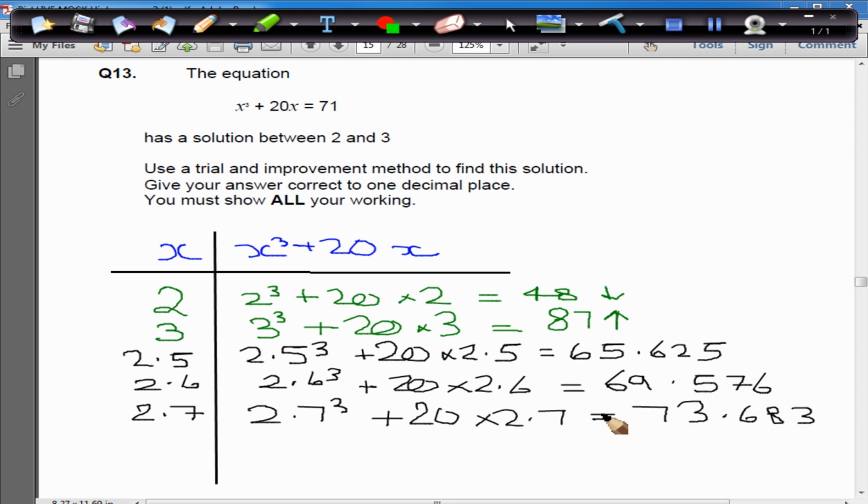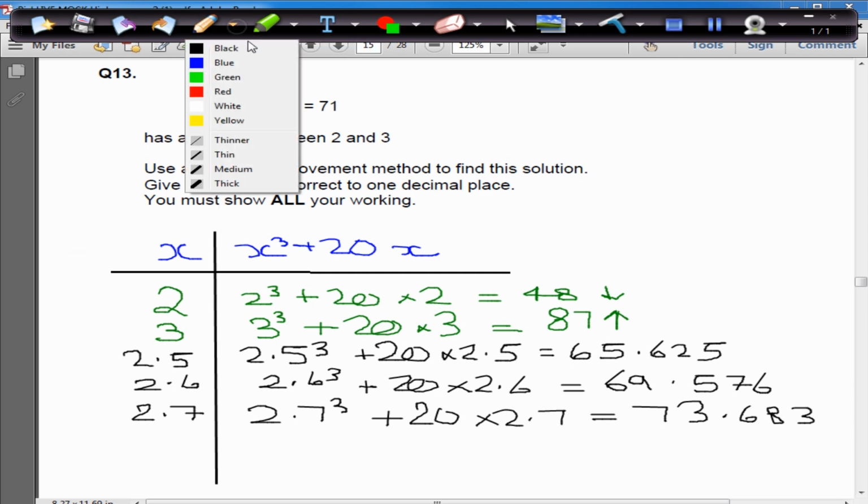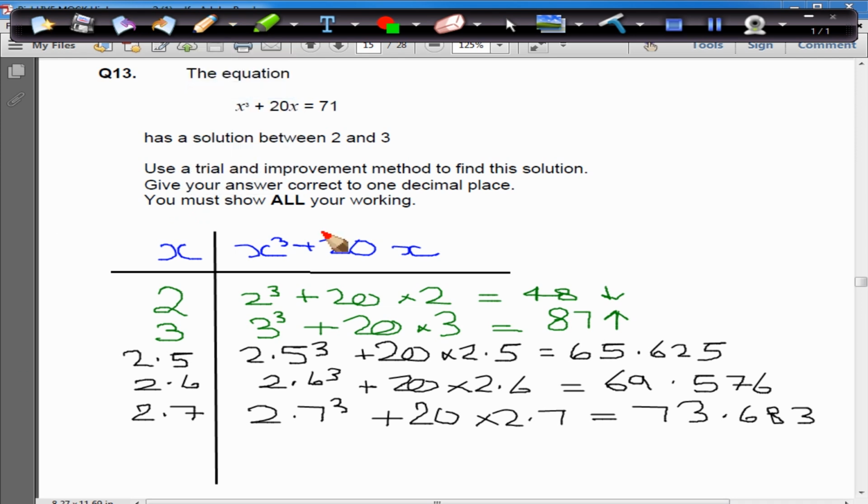Now, we need to find out which one is closer to the 71. Is it this one or that one? There's the way we check that out. We need to take them away. We need to see which one's closest. Is that right, Adisha? So 71 is the number we need to get to. And which numbers do we have? 69 point something and 73 point something. Let's take them away. So I'm going to do it over here now. 73.683 is my first calculation. I'm going to minus the 71 target. And that will give us an answer of 2.683. Is that right?